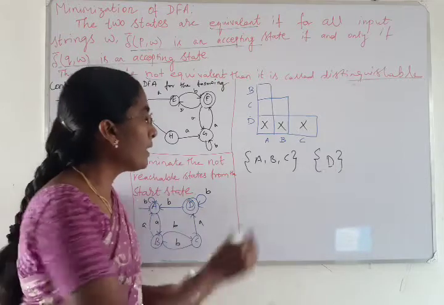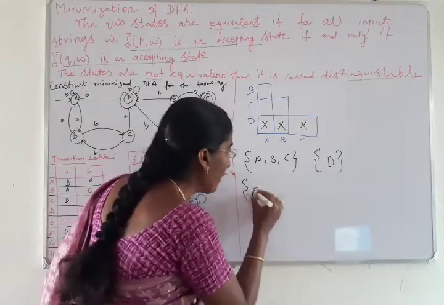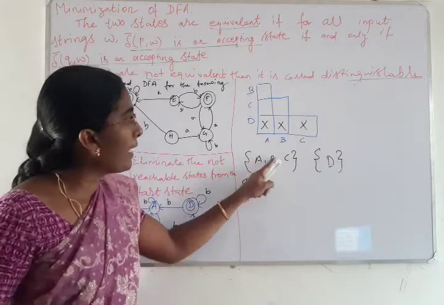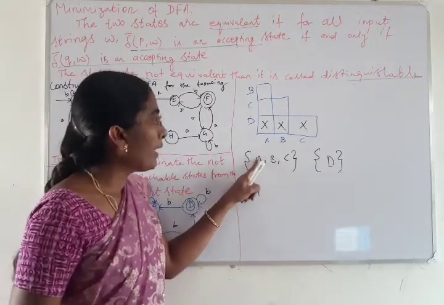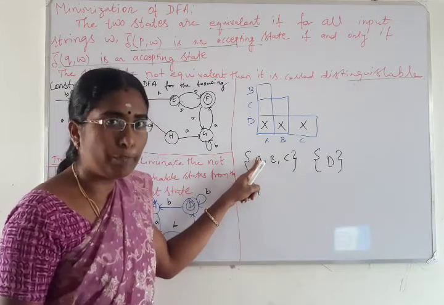Next thing is consider the state A. First we will check the states A and B. Initially, both the states are non-final states.